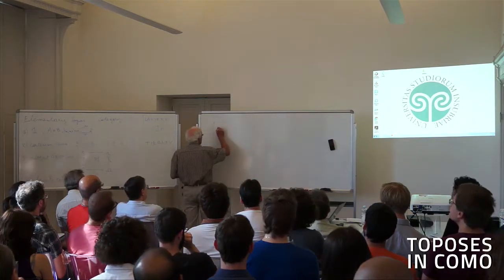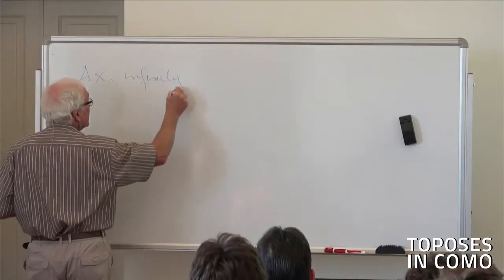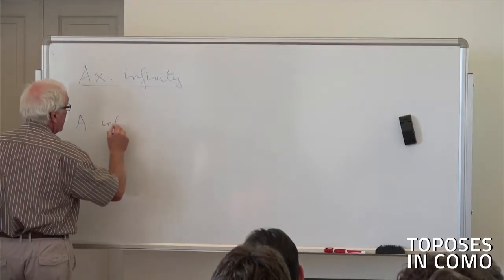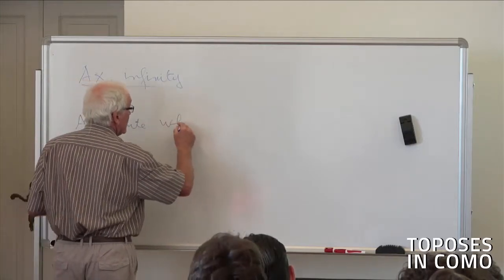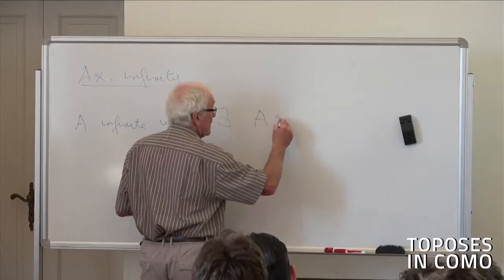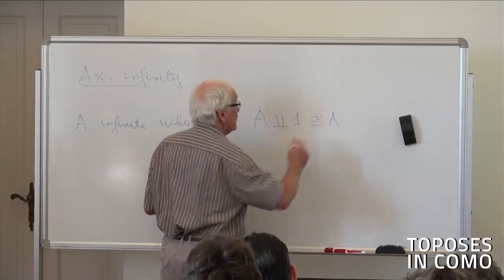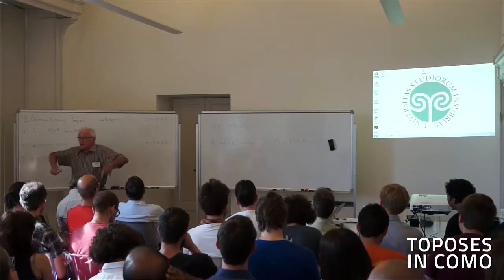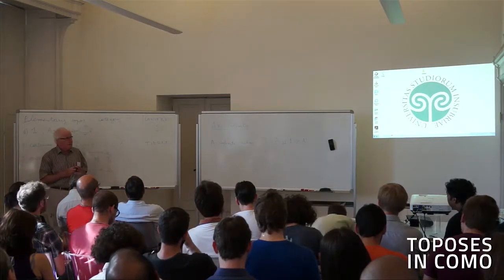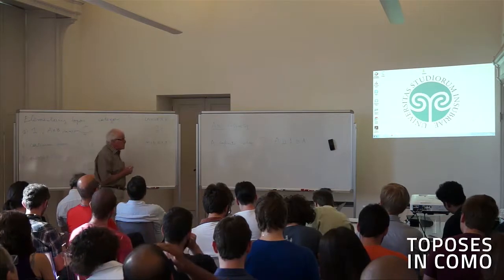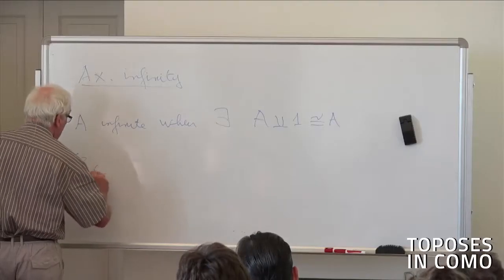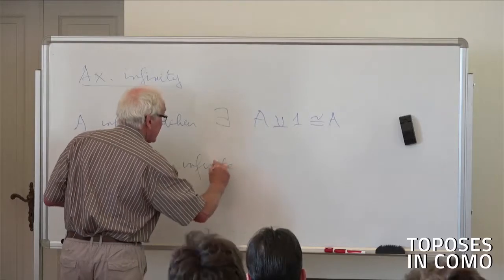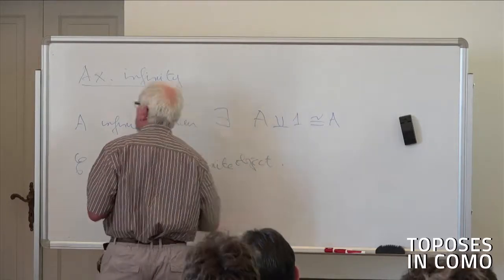So it is possible to introduce the axiom of infinity in a topos. So you will say that the object A is infinite when there exists an isomorphism of A plus 1 with A. That's what one calls an infinite object. If you add an element, you do not change the size of the object. So that means that the object is infinite. That's the definition in the topos. And so, a topos that contains an infinite object has the axiom of infinity.